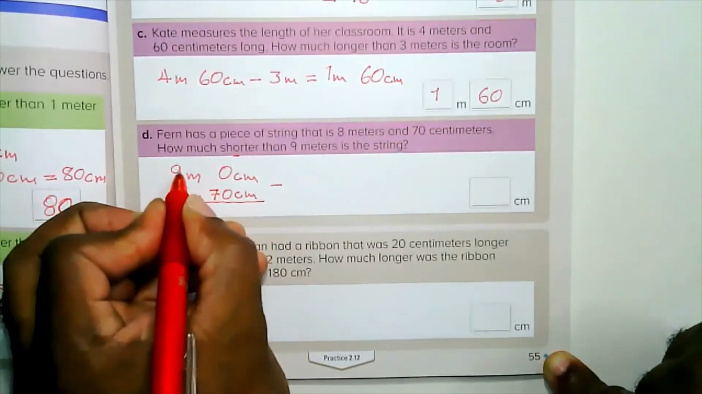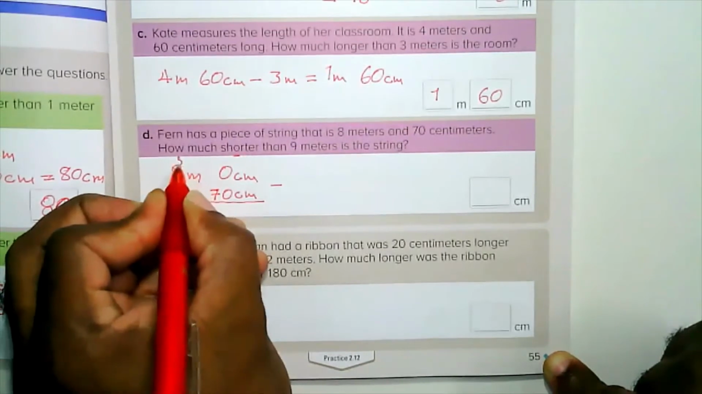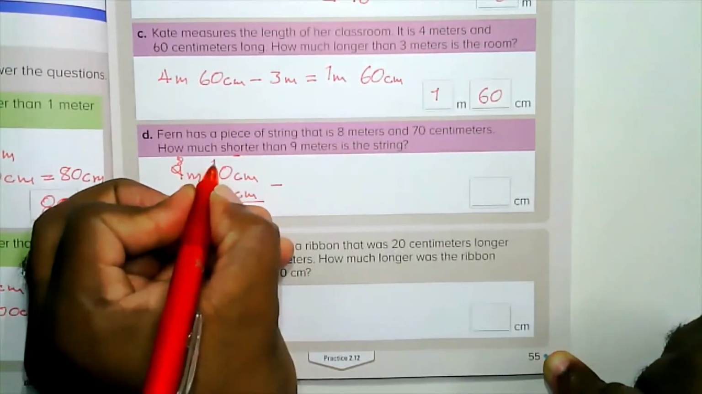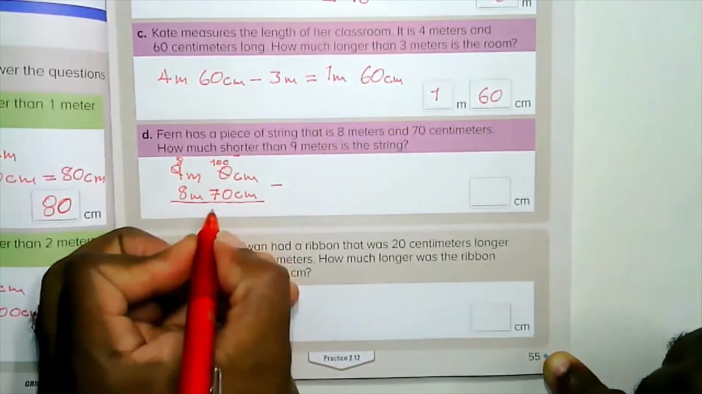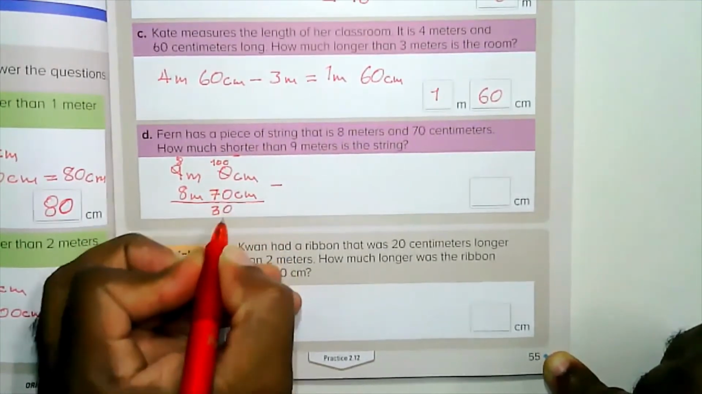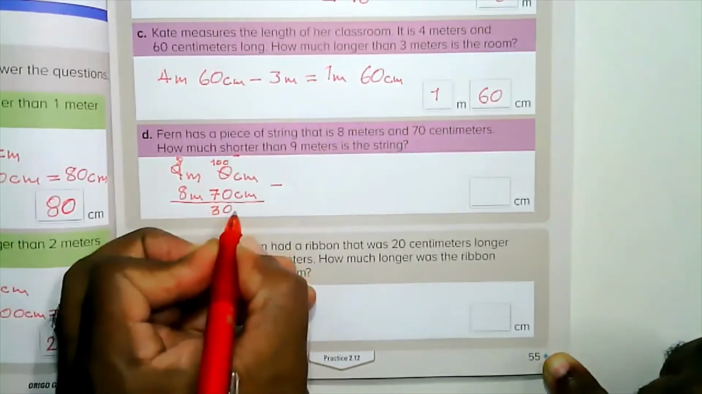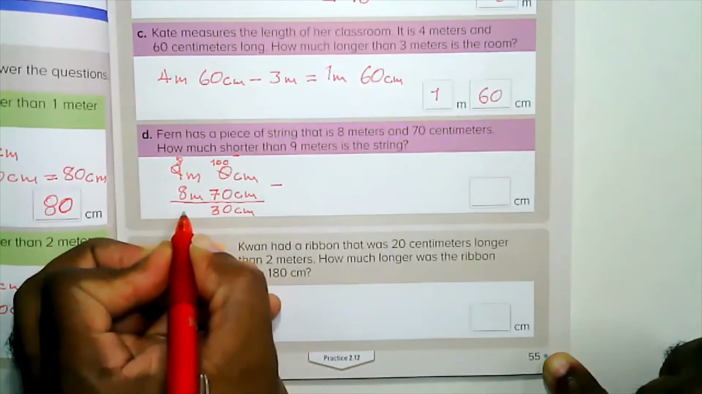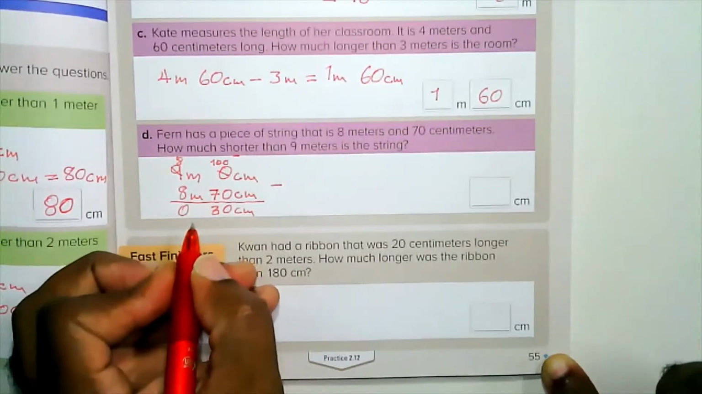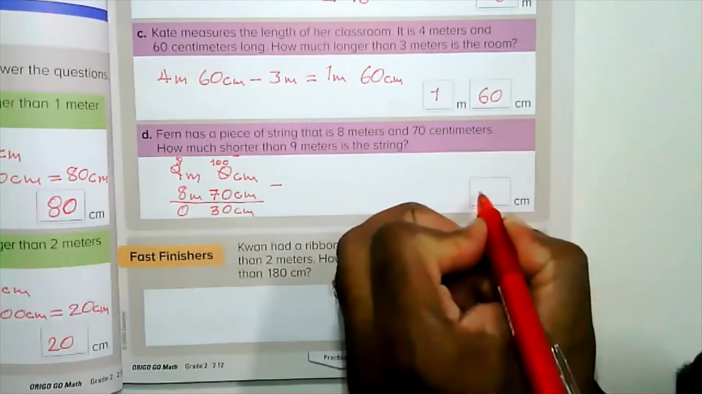So we borrow 1 from here. This remains 8, and this will be 100. 100 minus 70, we have 30. 8 minus 8, so that will be 0. So we have 30 centimeters.